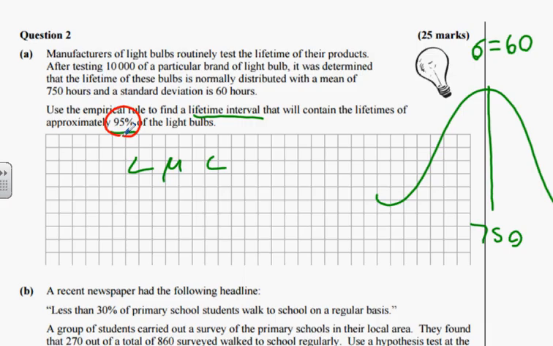Okay, grand. So, we're going to do 2 standard deviations above, 2 standard deviations below. 2 standard deviations would be 120. Is everybody happy with that? Take it away and add it on. Take it away, you get 630. Add it on, you get 870. So it's 630 all the way to 870. Is that okay? Yes. Empirical rule, learn it off by heart.